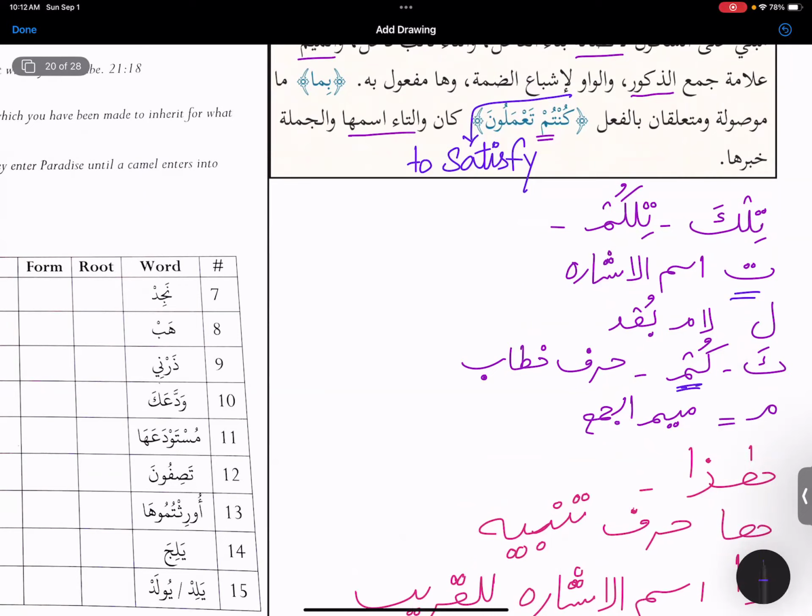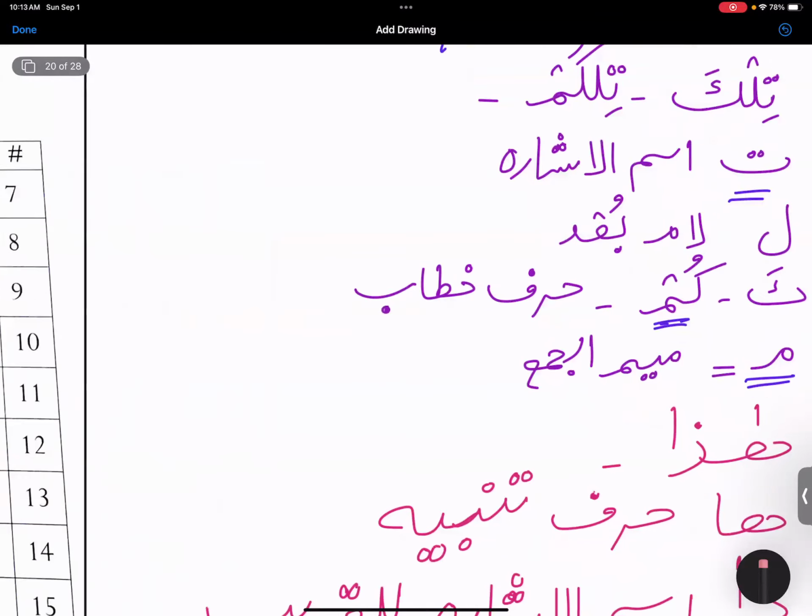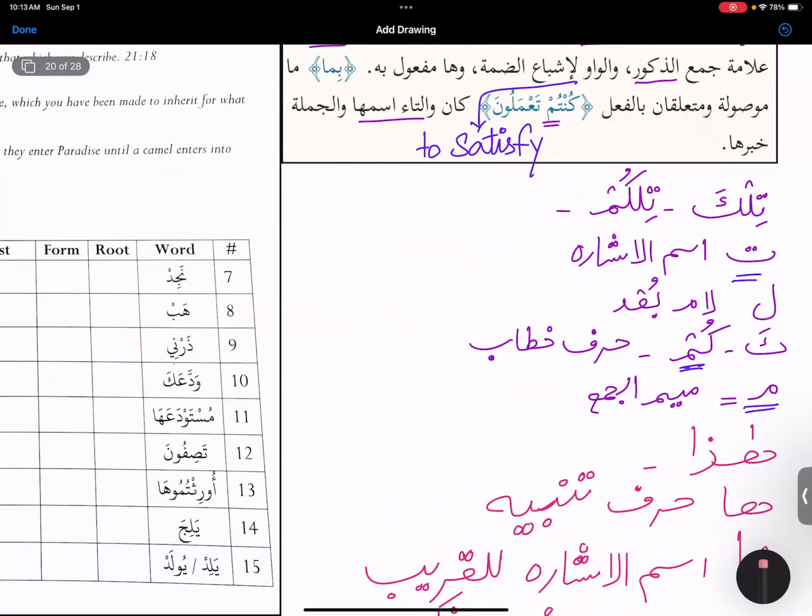But actually, even we can break down kum. So kaf is harfu khitab, and then mim, basically mim of jama. Right? Because we know kaf, the other attached pronoun kaf, is basically anta, right? But when we say kum, now we say antum, right? So this ka, mim is showing that this is jama. Mimul jama. You understand?